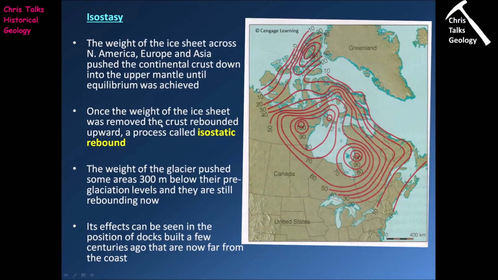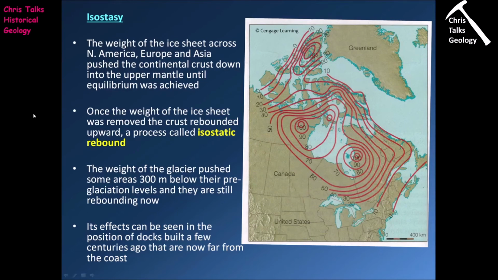Now, as mentioned, the weight of the ice sheets is going to have an effect on the continental crust, and this is going to lead to isostatic rebound. This general process is referred to as isostasy. The weight of the ice sheets that were covering North America, Europe and Asia literally pushed down the continental crust. They made it warp downwards. That's just like you stepping onto a trampoline. The weight of your body is enough to cause the trampoline surface to warp down.